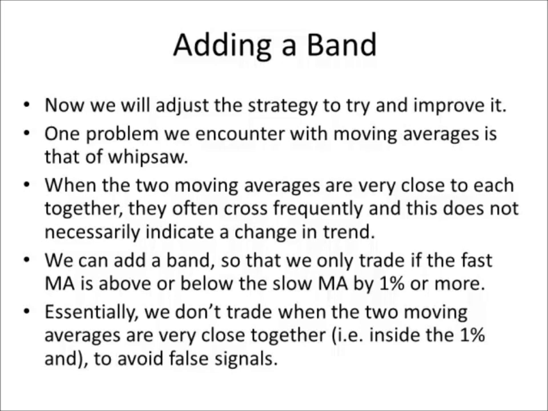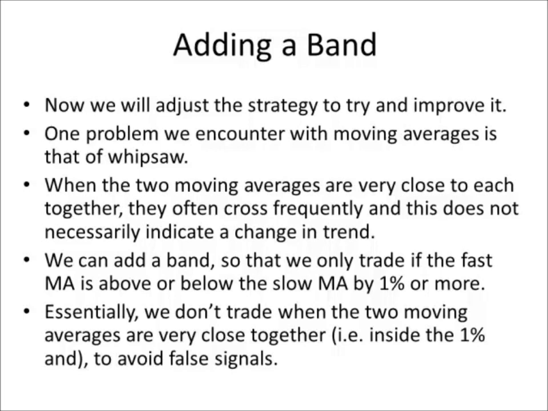Right, so let's think about what this means. So what we're going to do is say that, again, if the fast MA is above the slow MA, that's a long. If the fast MA is below the slow MA, that's a short. But now we want to add an extra condition that the fast MA must be greater than the slow MA by more than 1% for it to be a long, and by less than 1% to be a short.